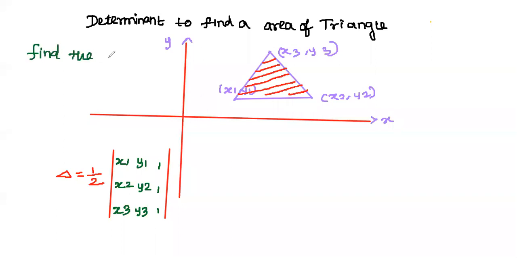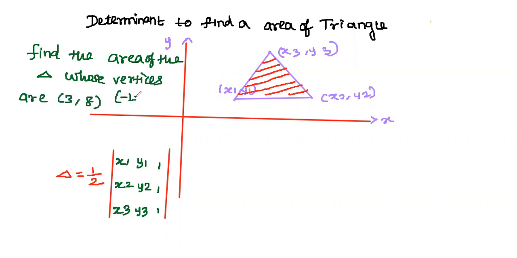So this question: find the area of the triangle whose vertices are (3, 8), (-4, 2) and (5, 1). I will assume (3, 8) as (x1, y1), (-4, 2) as (x2, y2) and (5, 1) as (x3, y3). So I just have to substitute in the determinant formula to find the area of the triangle.